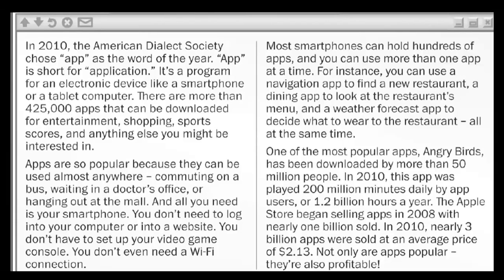The Apple Store began selling apps in 2008 with nearly 1 billion sold. In 2010, nearly 3 billion apps were sold at an average price of $2.13. Not only are apps popular, they're also profitable.